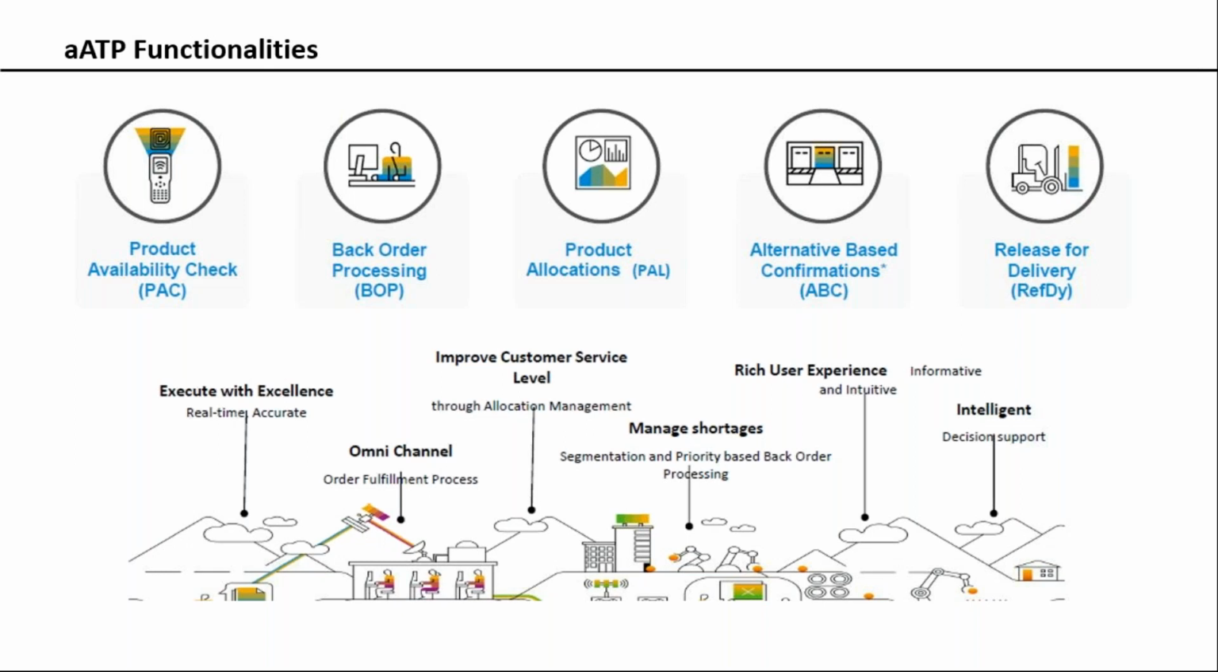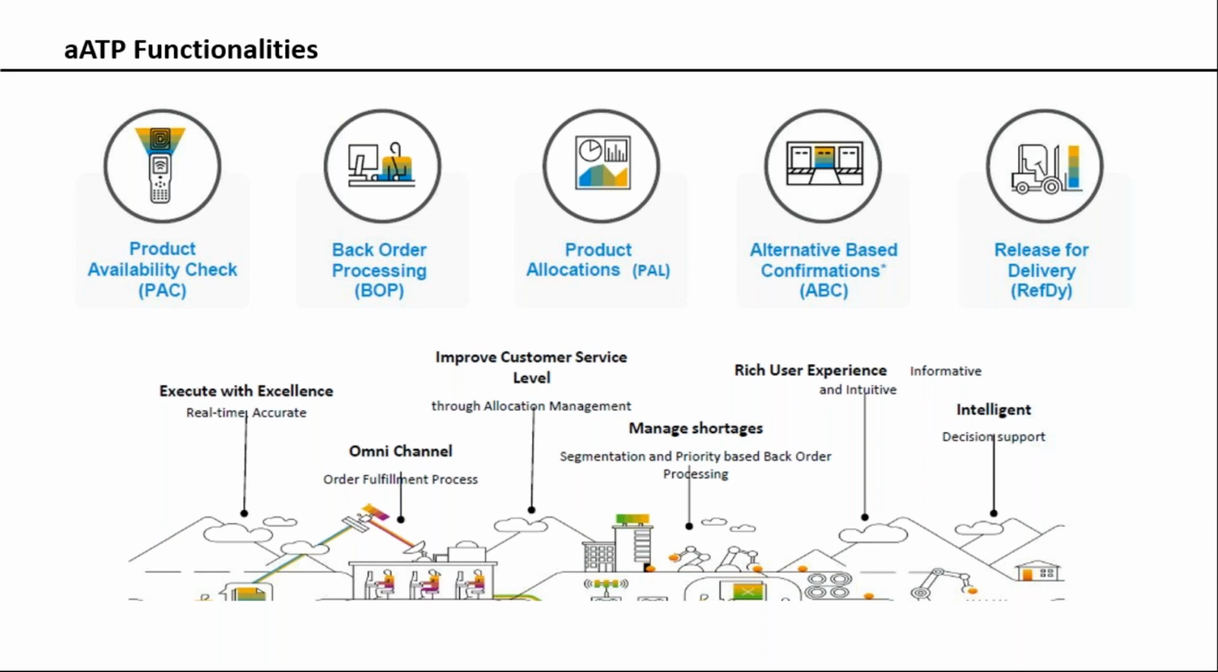And these are the key functionalities that I talked about on the first slide itself: the product availability check, backend processing, product allocations, alternative based confirmations. Release for delivery, product allocation, BOP, or product availability check, the terminology is similar to APO GATP, but only the alternative based confirmation is the new terminology.